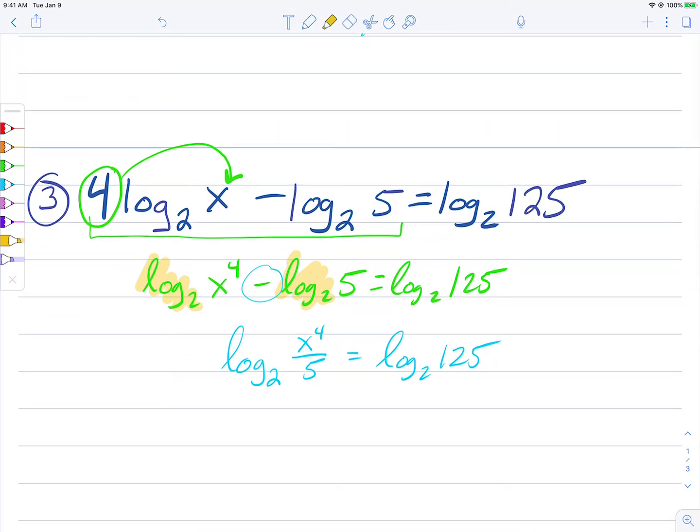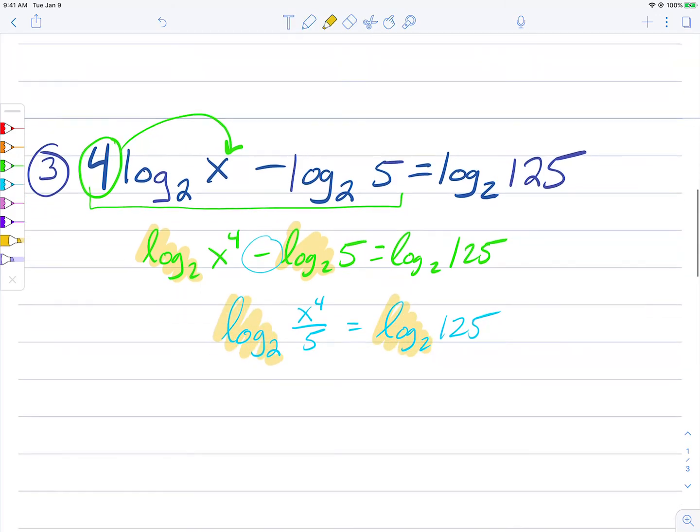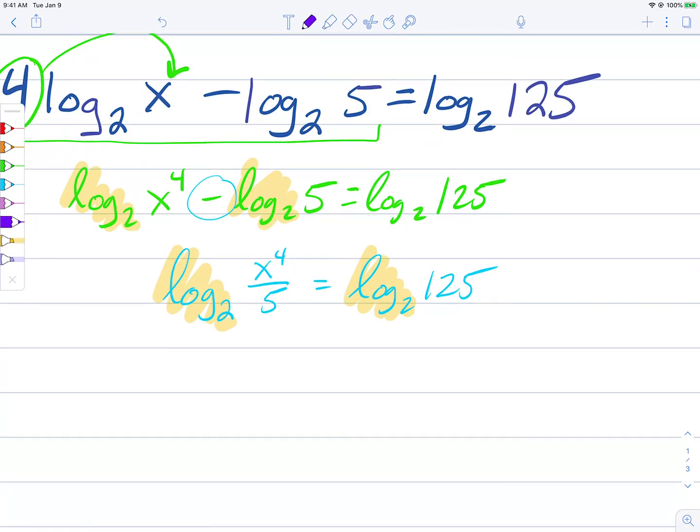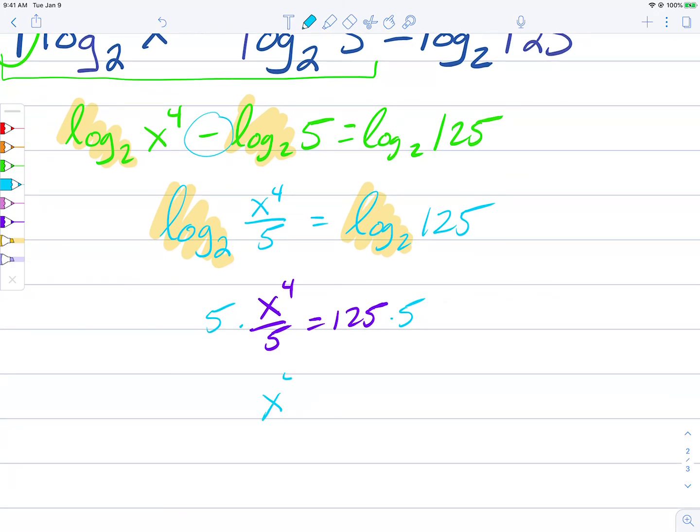So now I have a problem that is log equals log, and their bases match, which means I can basically ignore the logs, and I have x to the 4th over 5 equals 125. If I solve this for x, I'm going to multiply both sides by 5, and I'm going to have x to the 4th equals, and 125 times 5 is 625. And then if I want to undo the exponent of 4, I take the 4th root. So if I take the 4th root of 625, this actually is an answer because 5 multiplied by itself 4 times is 625, so x equals 5.